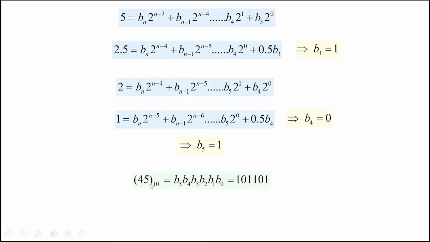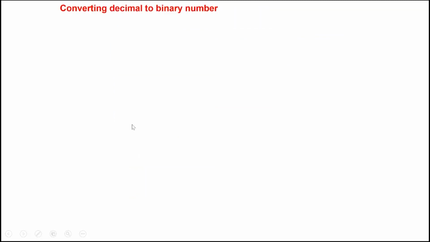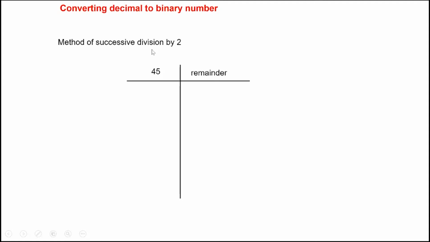So we see that we can convert a decimal number to a binary number by repeatedly dividing this particular number by the base of this particular number here, which is 2. All right, so it's a method of successive division by 2. So we can do it in a more systematic manner here.